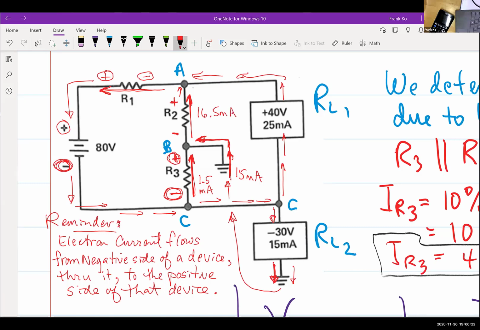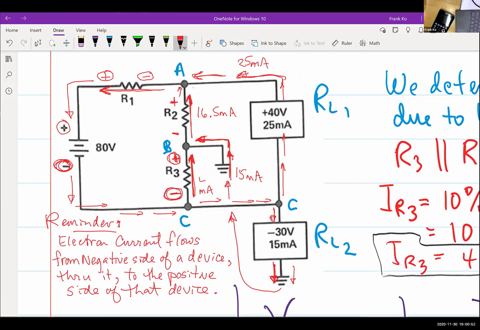Now, do I know the current coming from the first load? The current coming from the first load is specified as what? 25 milliamps, yes? So I have 25 milliamps. How do we get 1.5? Shouldn't that be 4? Oh, yeah, we have the wrong number. Oh, I'm sorry. Yep. Thank you. Great. Catch me earlier.